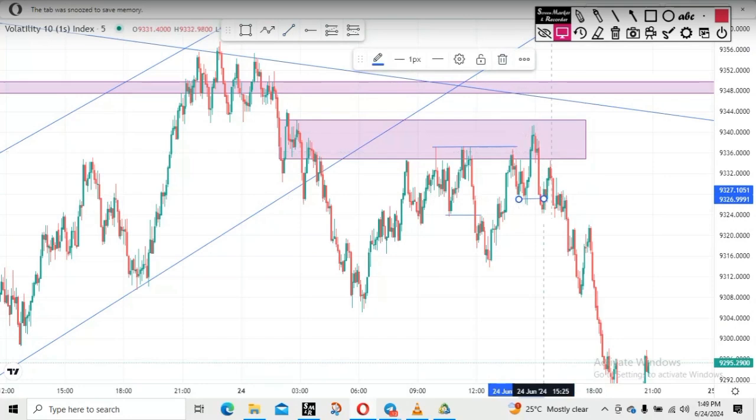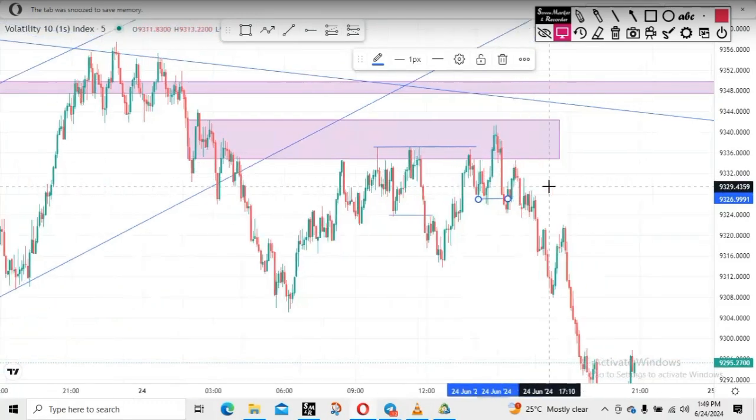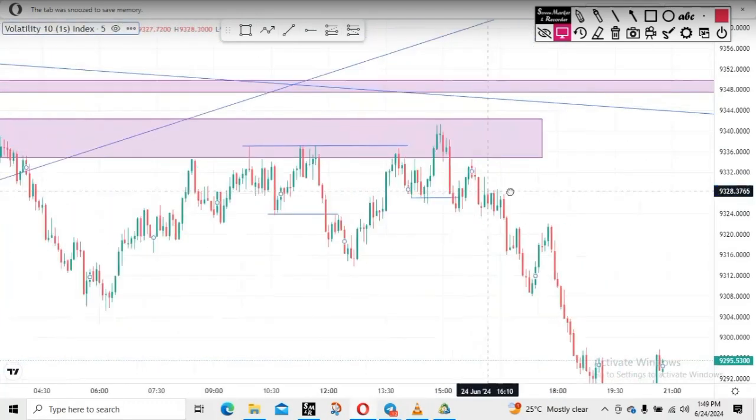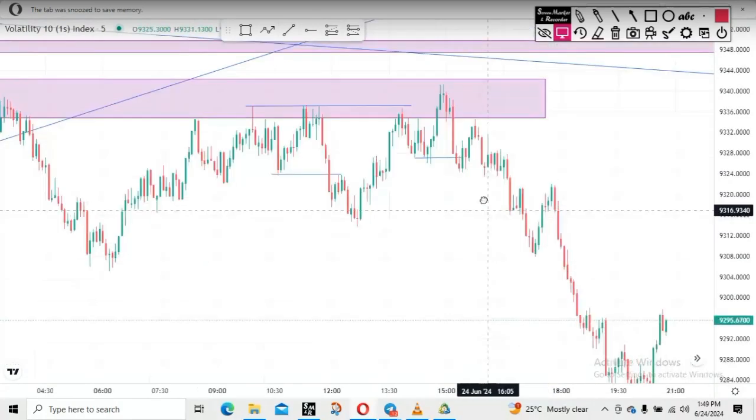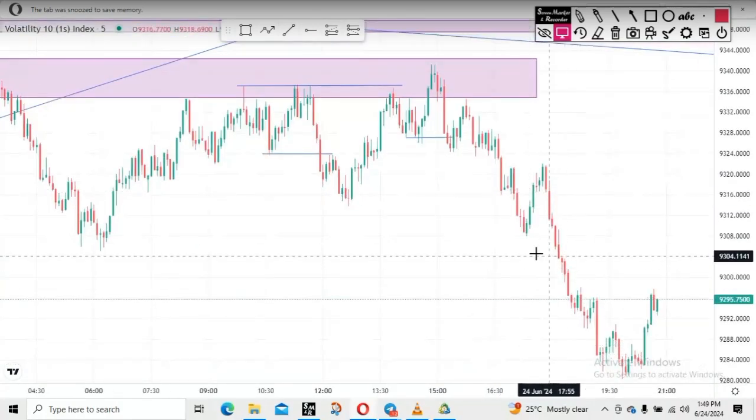So price now pulled back. As soon as price went back and gave me this down candle, this bearish candle here, I took my trade. It dropped, went back again, and then continued dropping. I actually exited somewhere here.